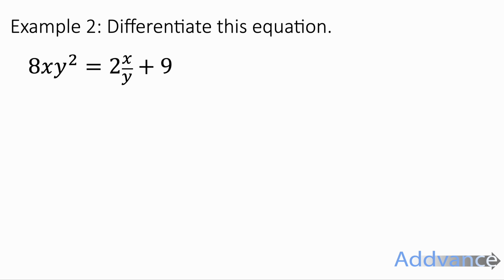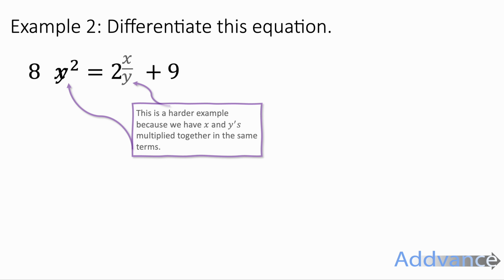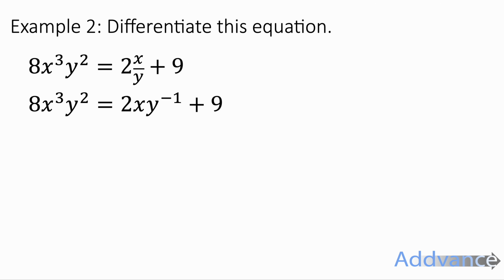Example 2, we're going to differentiate this expression, and this is a bit harder because we have x's and y's multiplied together. And there's a different rule for this. So we'll start by making the x over y, xy to the power minus 1, because it's always better to differentiate things when it's got a negative power instead of a fraction.